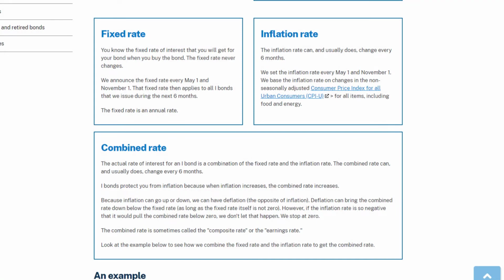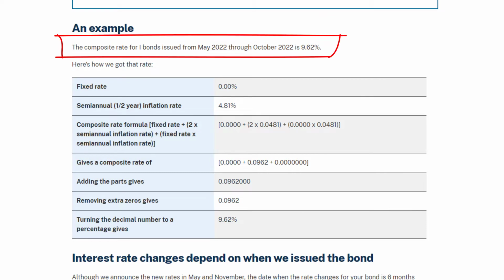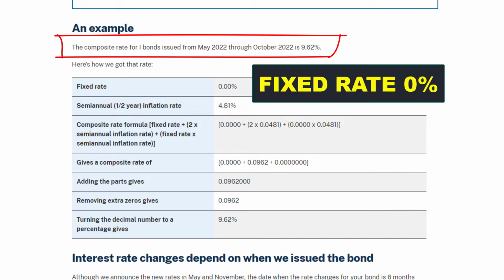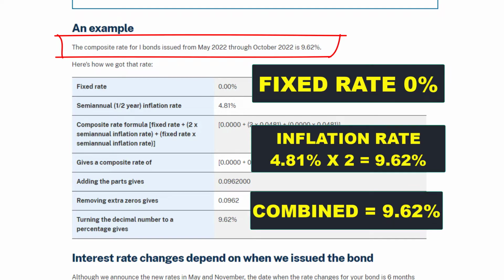I-bond rates are set every May 1st and November 1st. An I-bond consists of two rates, a fixed rate and an inflation rate. Added up, they make the combined rate, also known as the composite rate or the earnings rate. For example, at the time of filming this video in October of 2022, the fixed rate is 0%, but the annualized inflation rate is 9.62%, for a combined rate of 9.62%.